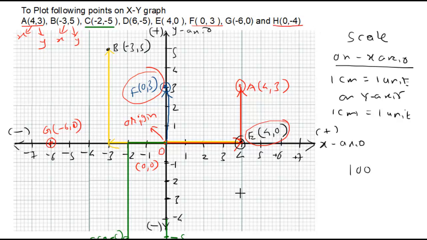Similarly, H, 0, minus 4. The x coordinate is 0, the y coordinate is minus 4. We'll start from the origin. We don't have to travel along the x-axis because the x coordinate is 0. We have to travel along the negative y-axis 4 units. So we start from the origin and move to minus 4. So the H point will be here and its coordinates will be 0, minus 4. The 0 x coordinate describes that it is on the y-axis.